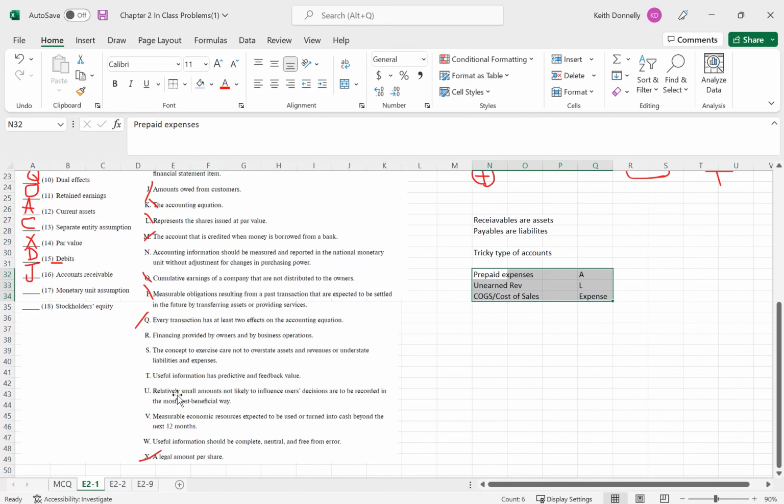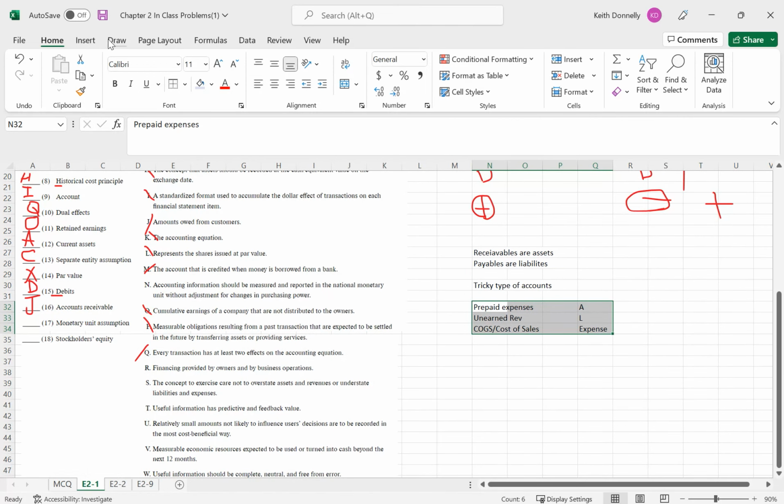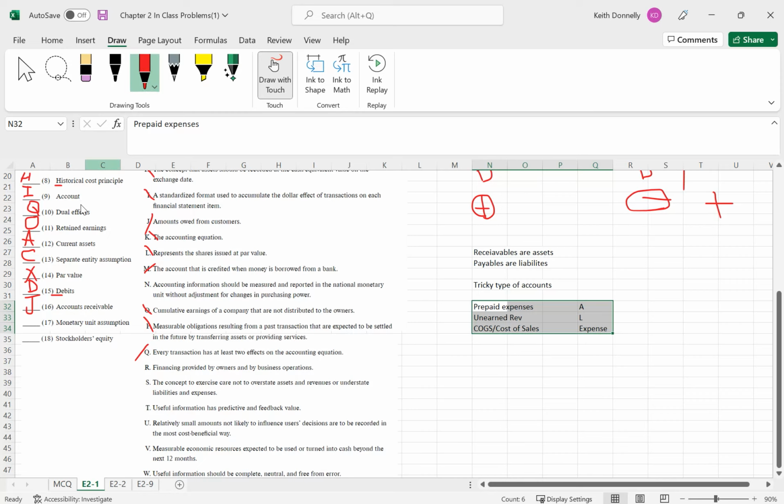17 here, monetary unit assumption. This one's going to be N, right? It basically says accounting information should be measured and reported in a monetary unit standard without adjusting it for inflation. So in other words, we assume and we should use the national monetary unit to express the health of the company.